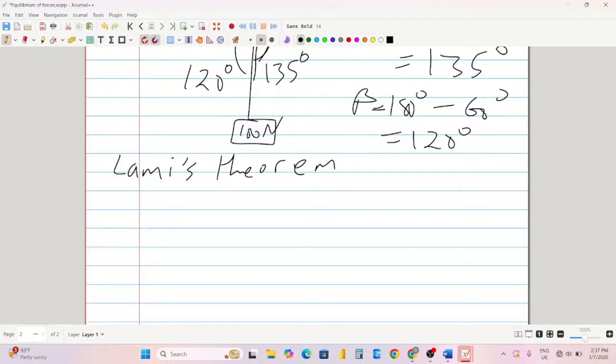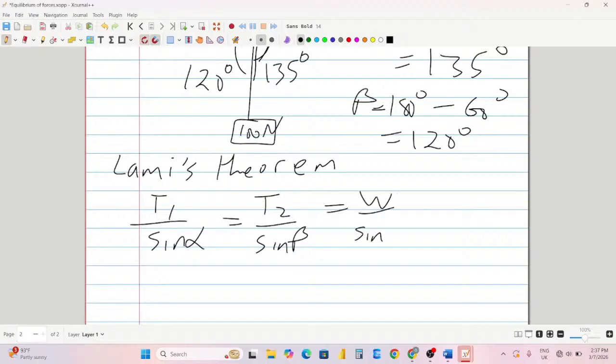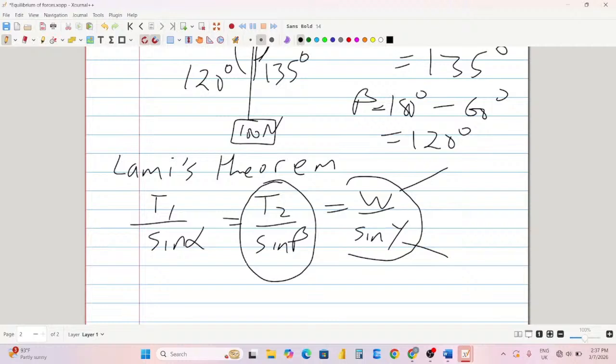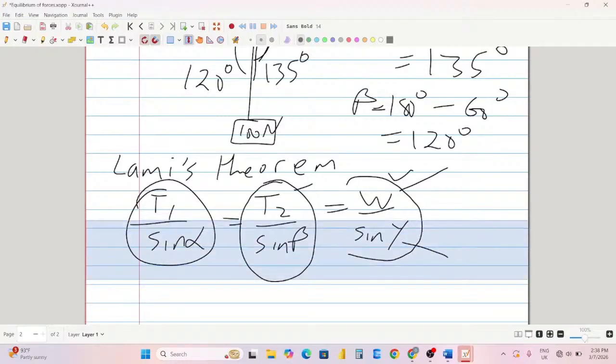It saves time for questions like this. T1 over sine alpha, T2 over sine beta, weight over sine gamma. Substituting, usually you use the known, because you know the weight and you know the gamma. You use it to calculate against the unknowns, so you pick one of these and compare it to this one after the other.